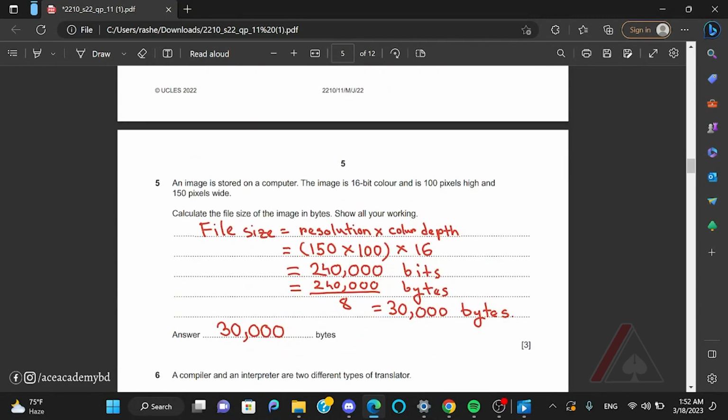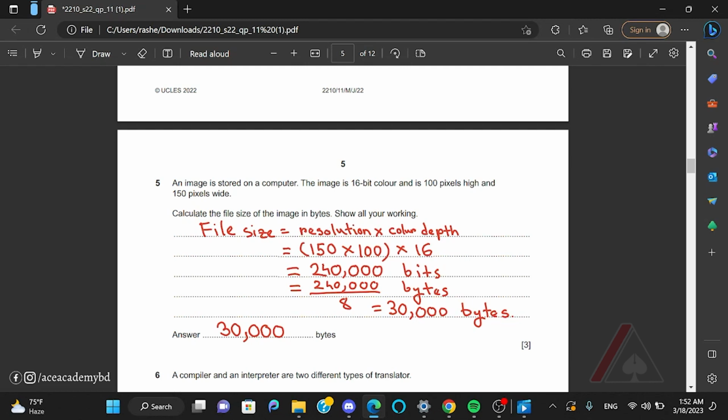Number 5. An image is stored on a computer. The image is 16-bit color and is 100 pixels high and 150 pixels wide. Calculate the file size of the image in bytes, show all your workings. The file size is actually given by resolution times color depth. The resolution represents the number of pixels in the stored image, and the color depth represents the number of bits which are used to store each pixel, right?